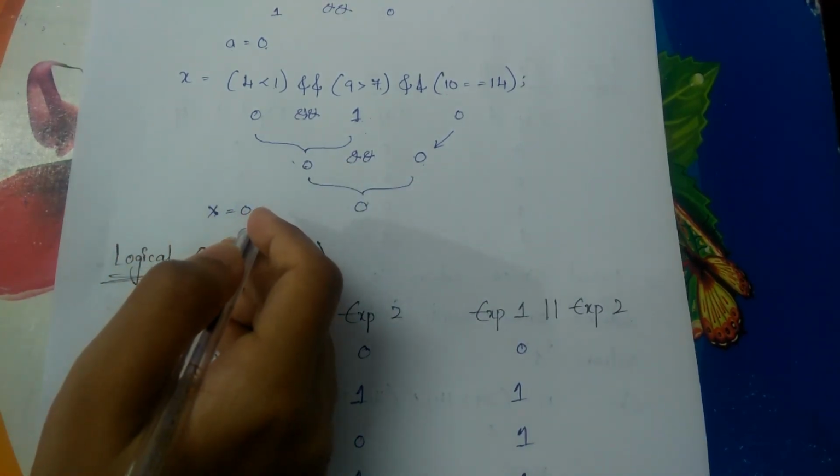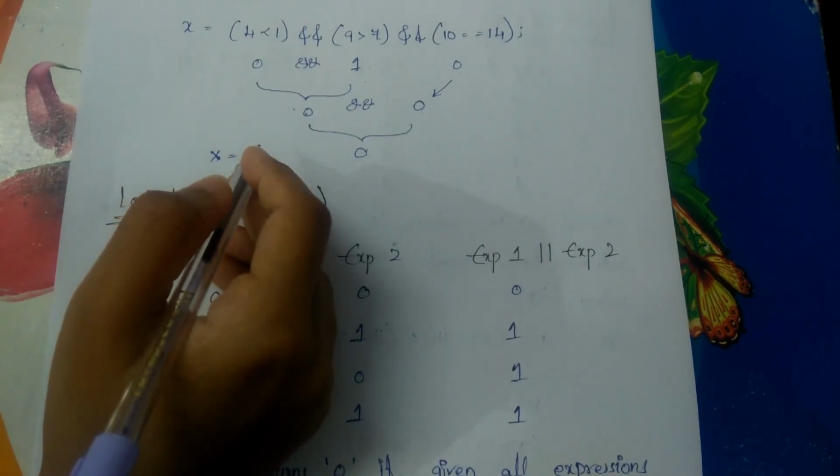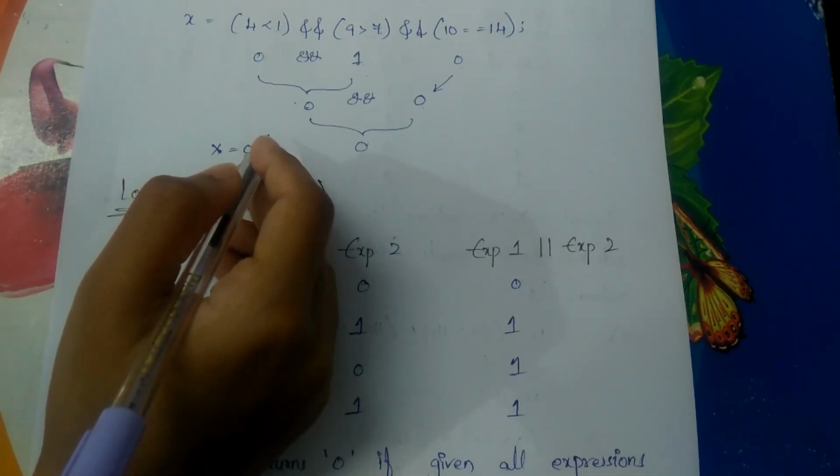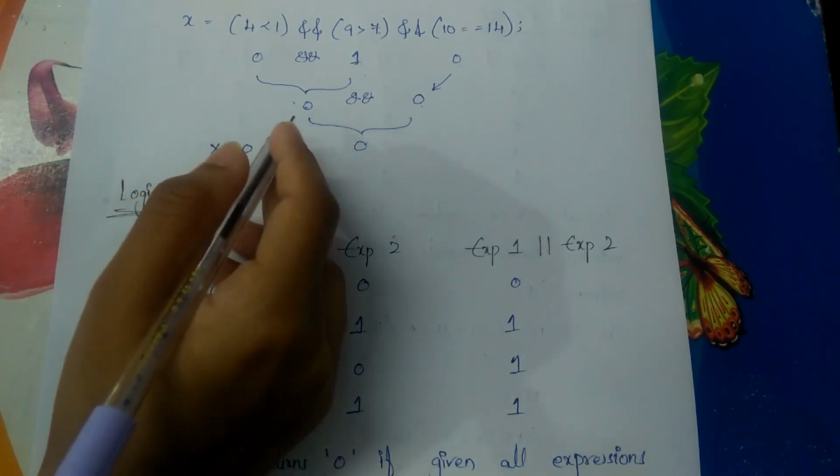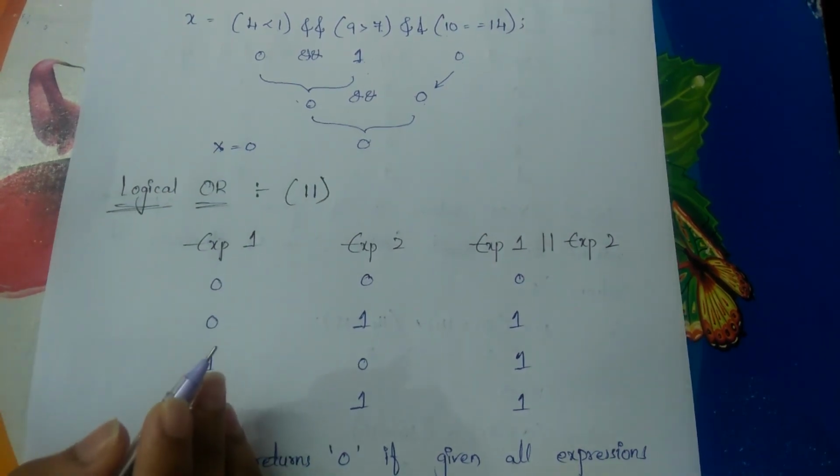So this is a way of applying the logical operators. It provides the relation between the relational expressions. To evaluate one or more relational expressions, we use the logical operators. So this is about the logical AND. Now let's see the logical OR.